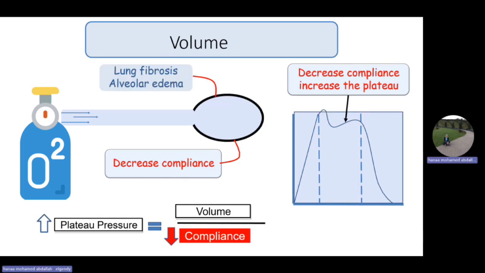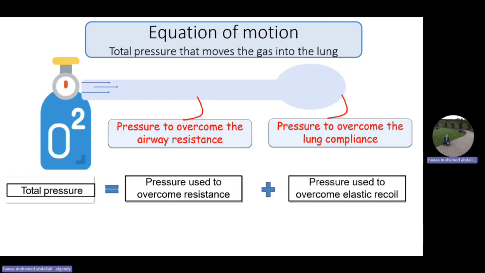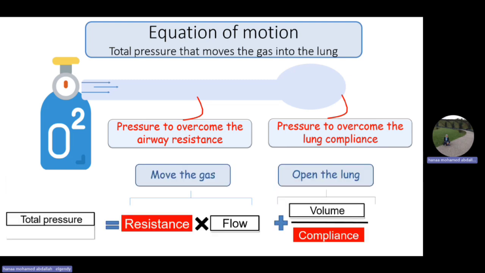Increased plateau pressure will occur in ARDS, lung fibrosis, or alveolar edema, which lead to decreased compliance and increased plateau pressure. The equation of motion includes both pressures: the pressure used to overcome the airway resistance, plus the pressure to overcome the lung compliance, the elastic recoil of the lung. Total pressure would include the resistance multiplied by flow plus volume over compliance to open the alveoli.